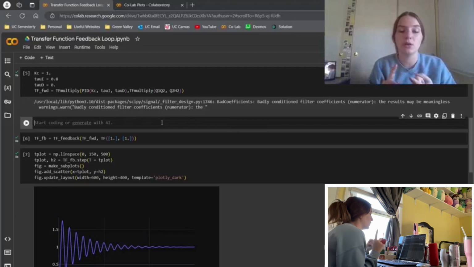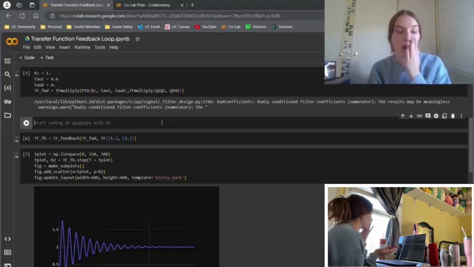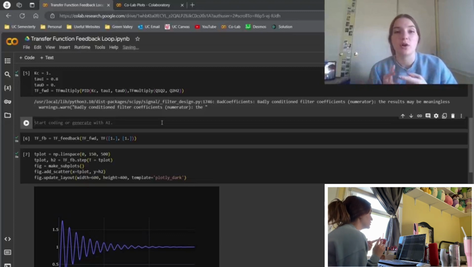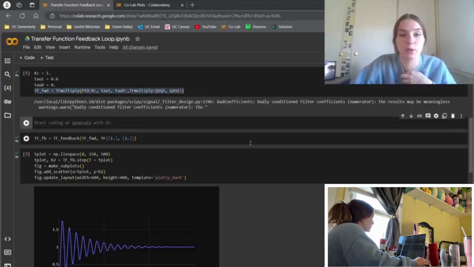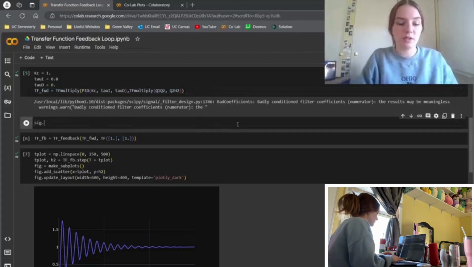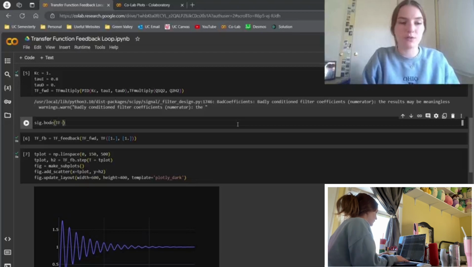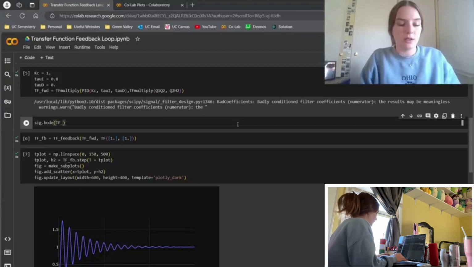So we already know our GC, our GP, and our GM transfer functions, although we know that our GM transfer function is just 1. So we're just going to ignore our GM transfer function for this problem. So we also know that our GC and our GP transfer functions multiplied together, we already found this as our transfer function in the forward direction. So that's just what we're going to use in this problem. So we're going to start out with sig.bode of our transfer function in the forward direction.